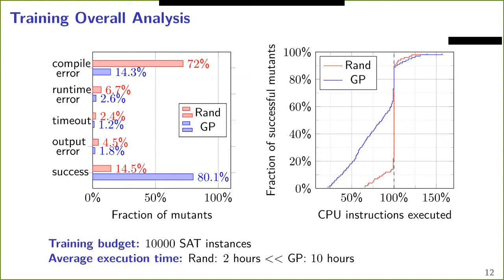On the right, you can see the empirical cumulative distribution function of the fitness for the successful mutants. You can see in red that for the random approaches, there are only something like 15 or 20% of the successful mutants that are faster than the original software, whereas most of the mutants are neutral, with the exact same fitness as the original. For GP, up to 70% of the successful mutants are actually faster than the original Minisat.